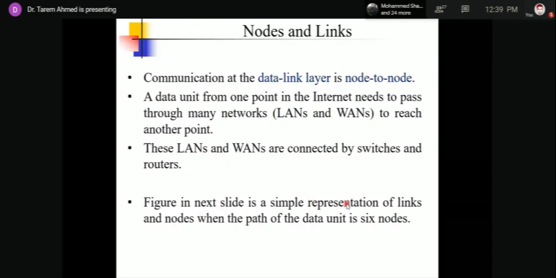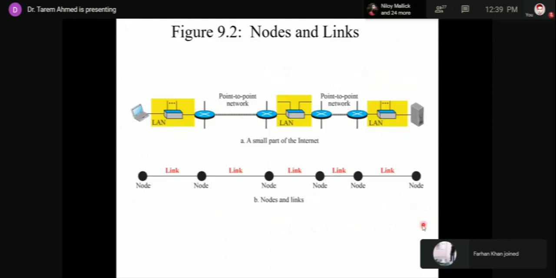So the next slide is a simple representation of links and nodes when the path, as an example, is 6 nodes. Right? That's the full path. We assume this is the source, this is the destination. Say you are trying to download a web page. So this is your client machine, this is the server where the web page resides, and your route happens to take you through these intermediate routers, intermediate nodes.